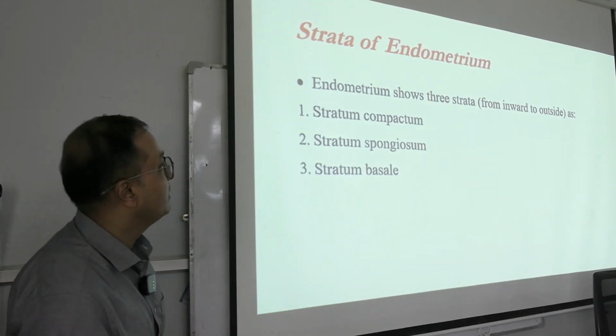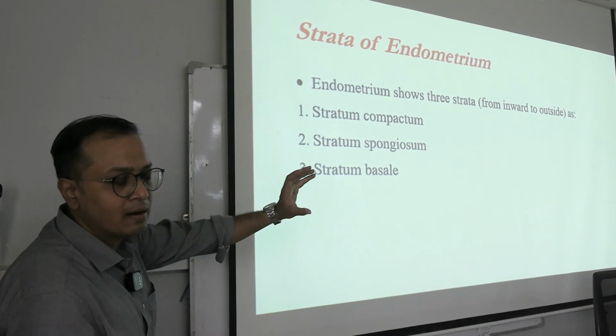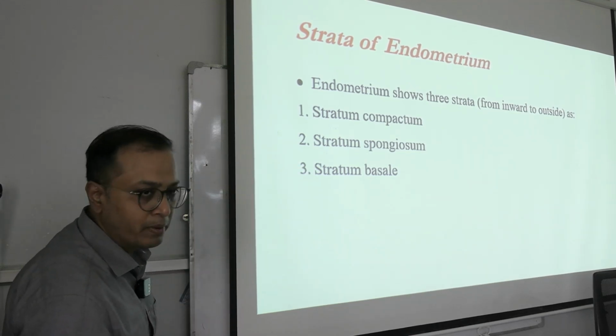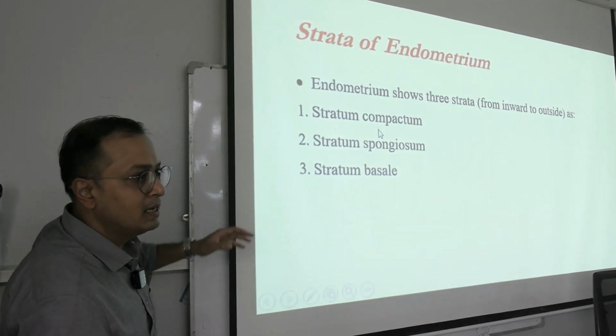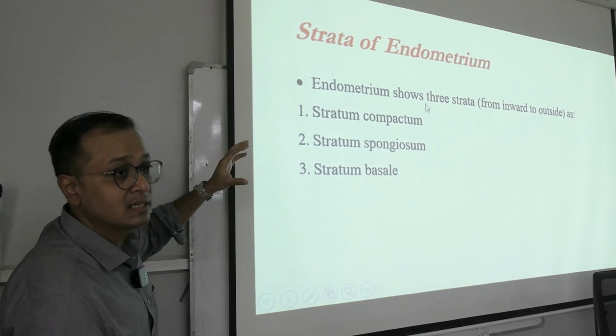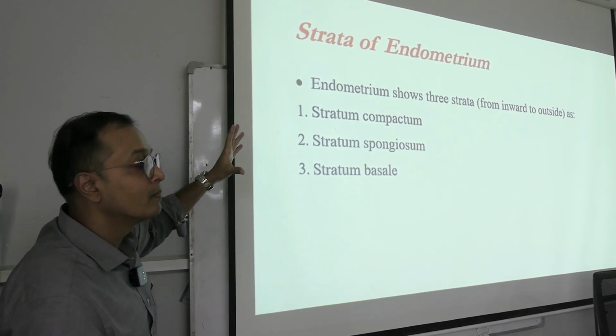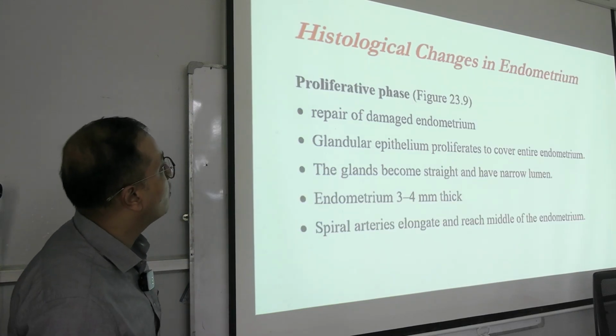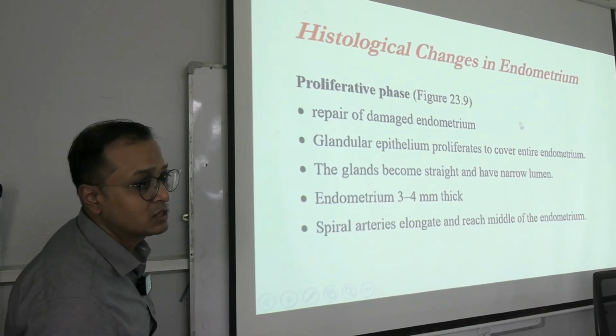Now, this endometrium, depending on the stage of the uterine cycle, can have a different depth or breadth. If it is in the menstrual period, the endometrial breadth is less. If it is in the secretory phase, it is more. Why? Because of the histological changes in the endometrium.